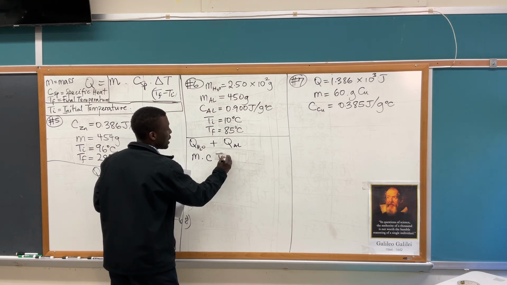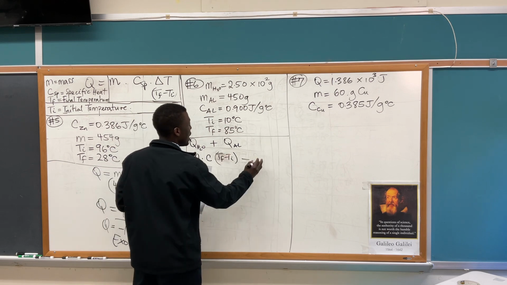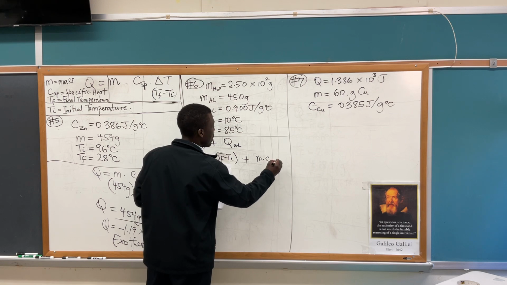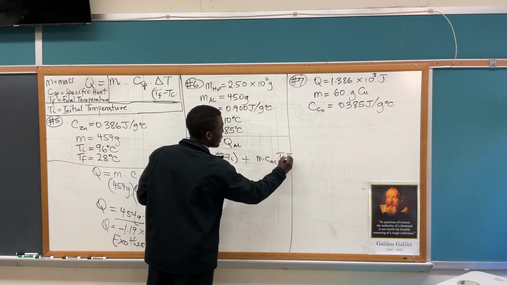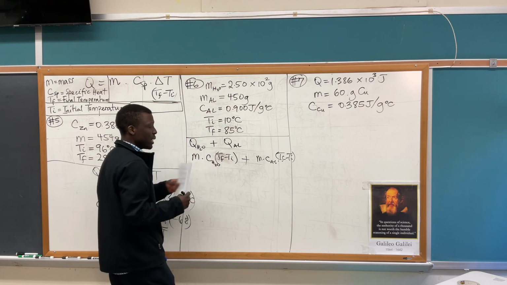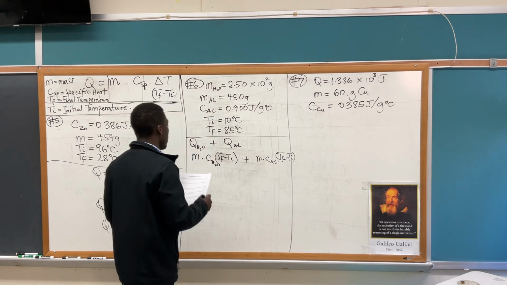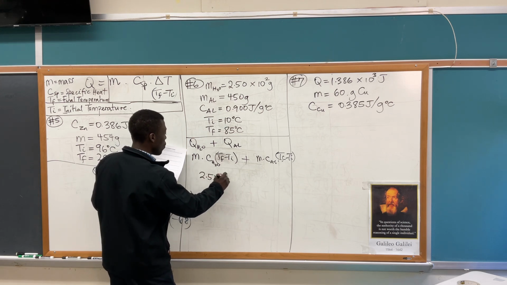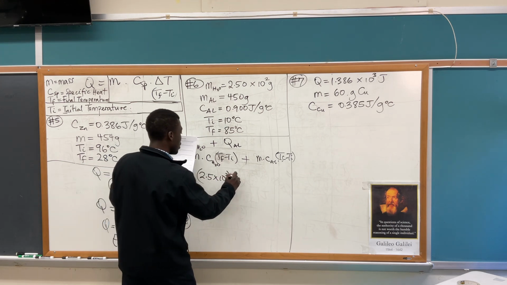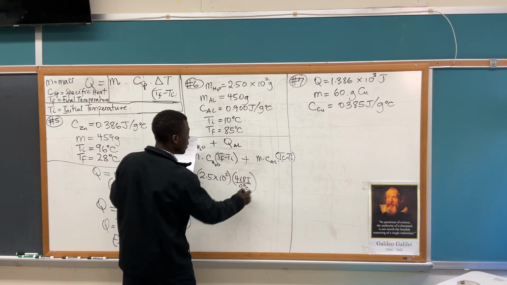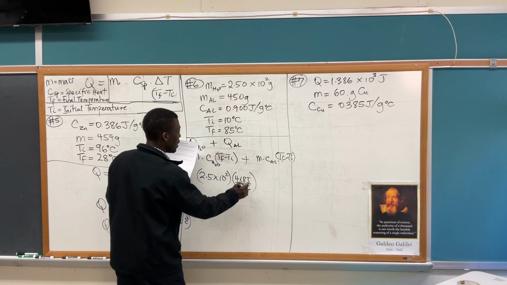So T final minus T initial, and then we're going to add that to M times C of aluminum times T final minus T initial. And then this one is water, the specific heat of water, the specific heat of aluminum. So what is the mass of the water? It's 2.5 times 10 squared. And then the specific heat of water was 4.18 joules per gram degree Celsius. That's a capital letter C.